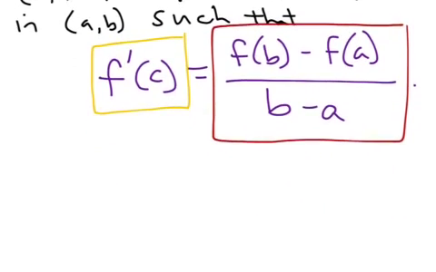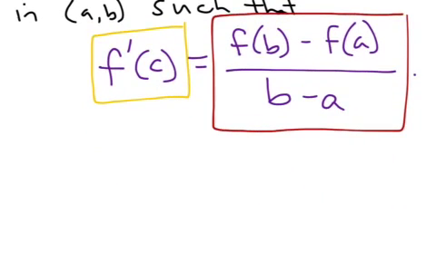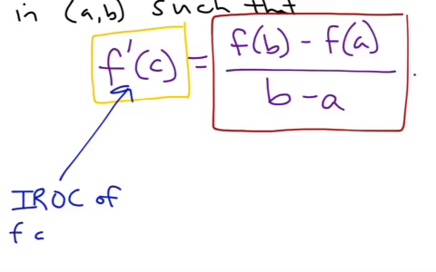a physical interpretation of what's going on here. On the left-hand side, we should remember that the derivative of a function at c physically represents the instantaneous rate of change of f at x equals c. So this is measuring how fast something is changing, one quantity changing with respect to some other quantity, particularly at c.